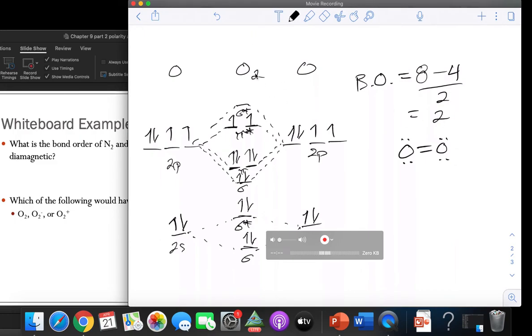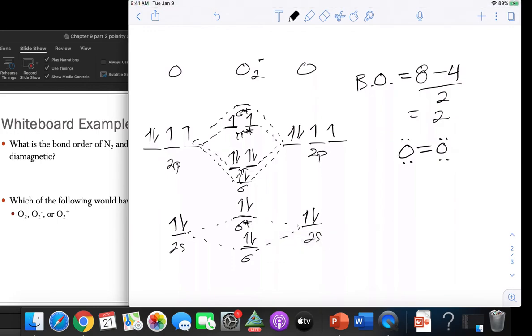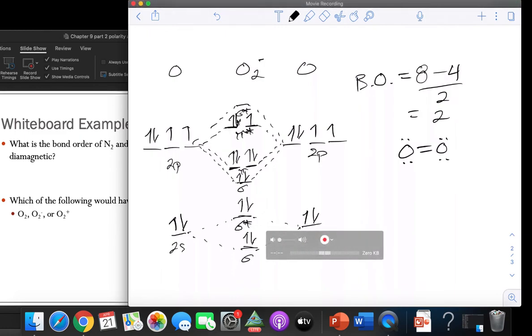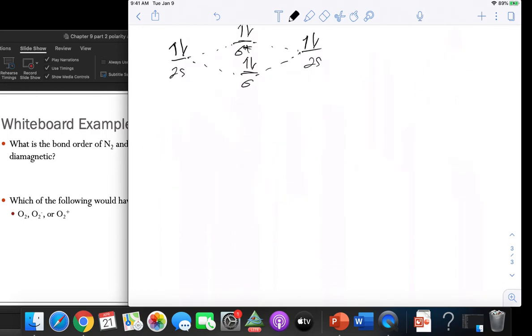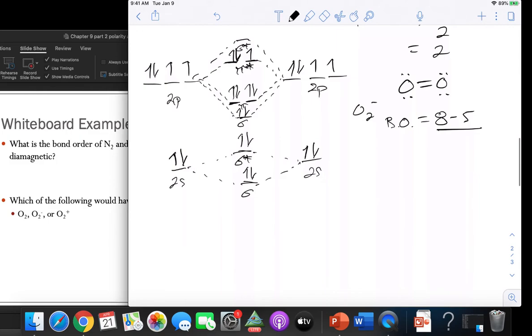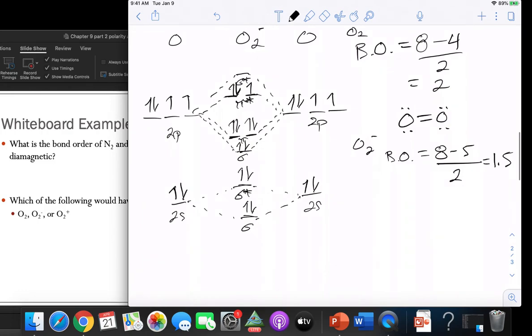What happens if we make this, instead of O2, O2 minus? We add an electron. So O2 minus adds an electron. That means I'm going to add one, the next electron would go right here. As soon as I do that, what have I made? Well, now in terms of my bond order, instead of 8 minus 4, the electron I added was to an anti-bonding orbital. So this was O2. For O2 minus, my bond order is now going to be 8 minus 5, because I have that extra electron in an anti-bonding orbital. So now my bond order is only 1.5, or 3 halves.